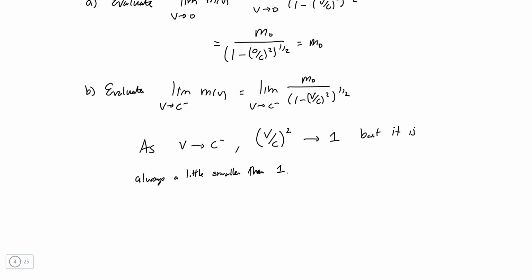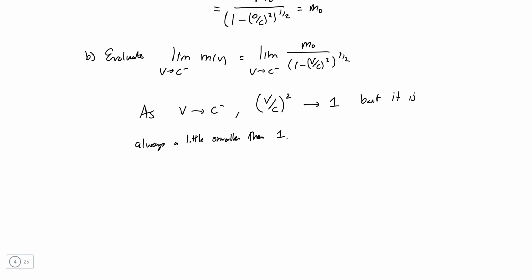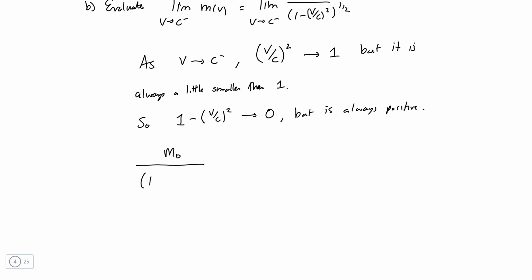Right, because v is always a little smaller than c, so v divided by c is always a little smaller than 1. So what does that mean? 1 minus (v over c) squared goes towards 0. But since that second term is always a little bit smaller than 1, this is always positive. It's important to keep track of the sign here because we're going to determine whether this is going towards positive or negative infinity. And so overall, that means if we look at what m0 over (1 minus v over c squared) to the 1/2 does.